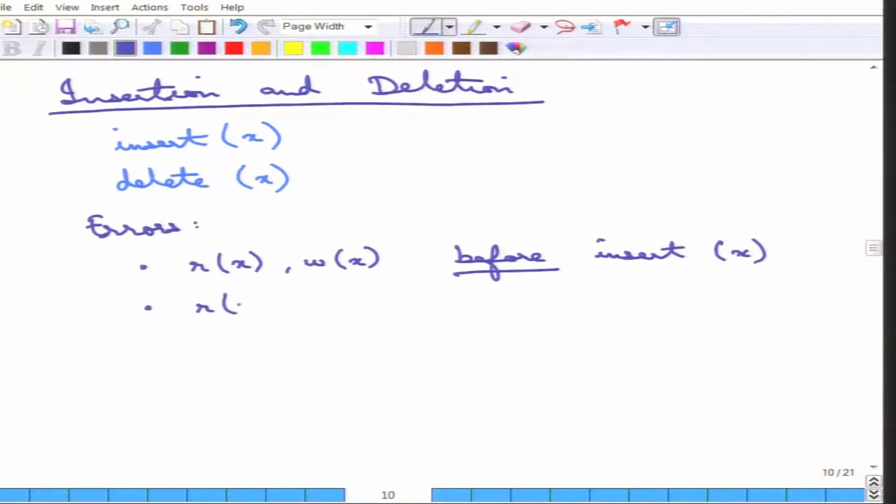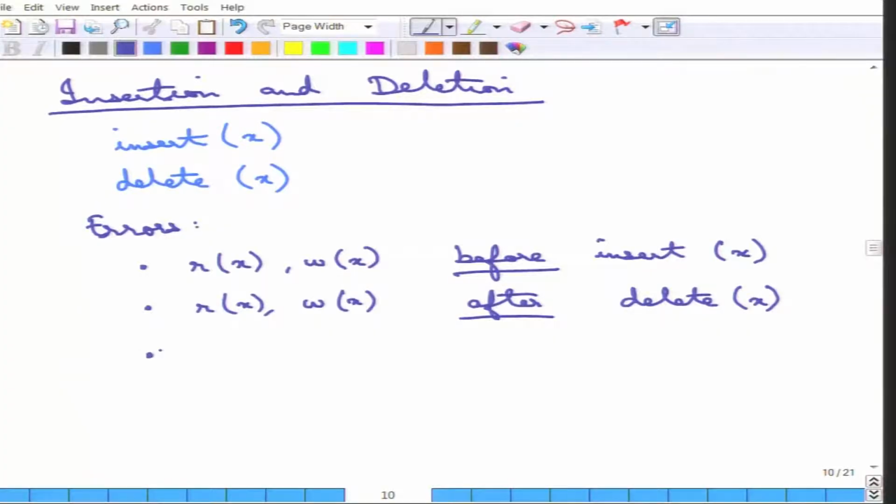Then the read x and write x may be happening after the delete of x. So one transaction which was supposed to read or write this was late, and by the time its reads and writes came, another transaction came and deleted it. So that's also an error.